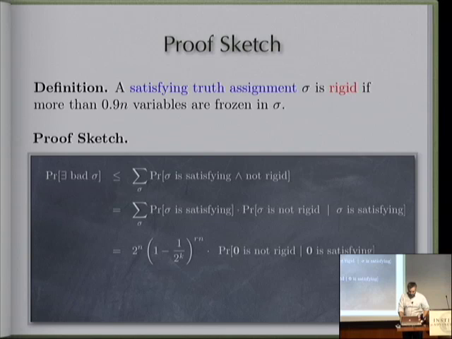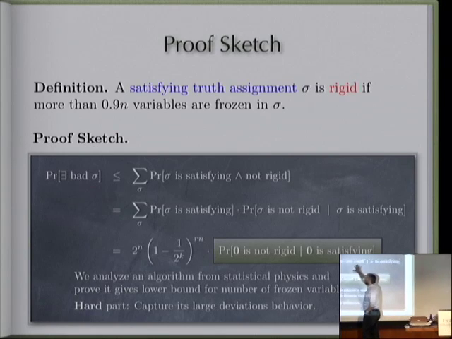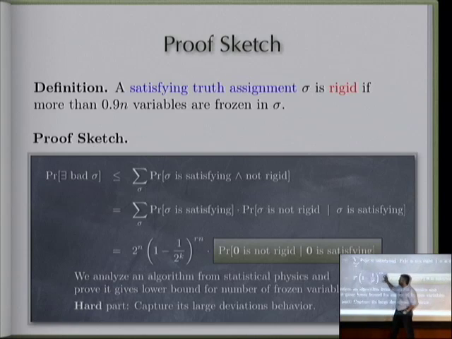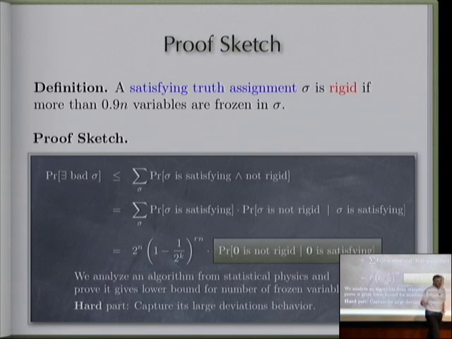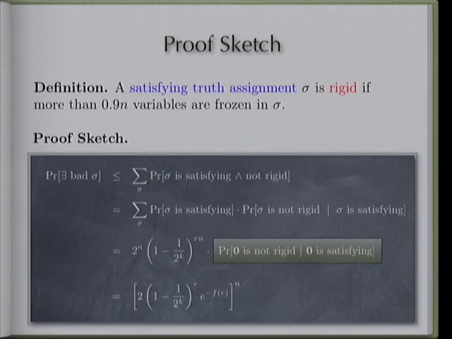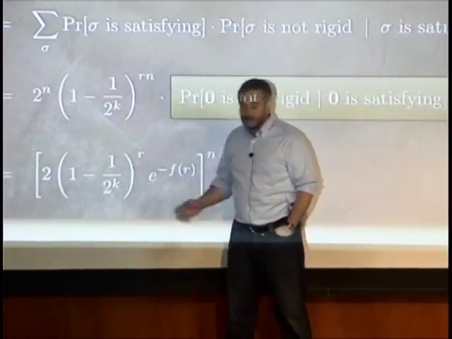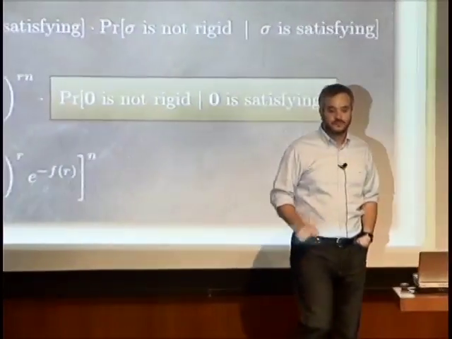So to get the proof, we have to compute, like I said, this quantity. And the hard part is that, remember, we want this whole thing to go to 0. This is exponentially big, so we have to get an exponentially small probability, which means that we have to capture the large deviations behavior of this algorithm. And if you do it, you get the rate function for this. And if you drive the density high enough, this becomes less than 1, and you win.